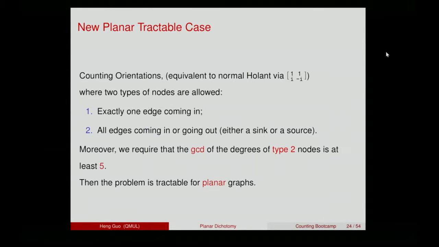And we have a further requirement that the GCD of the degrees of all the vertices of type 2 is at least 5. Notice that the requirement is on the GCD. So if you have degree 5 and degree 6, then the GCD is 1, and the problem is hard. But if you have 5, 10, 15, the GCD is 5, and the problem is somehow easy.